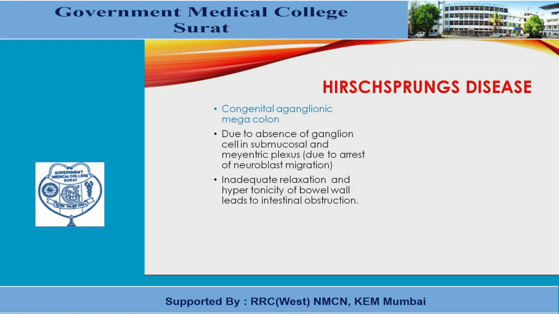Next is Hirschsprung disease. It is a congenital aganglionic megacolon which occurs due to the absence of ganglionic cells in the submucosa and mesenteric plexus due to arrest of the neuroblast migration. So it causes inadequate relaxation and hypertonicity of the bowel wall, which leads to intestinal obstruction.